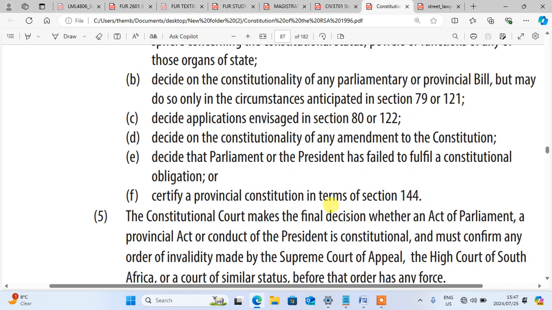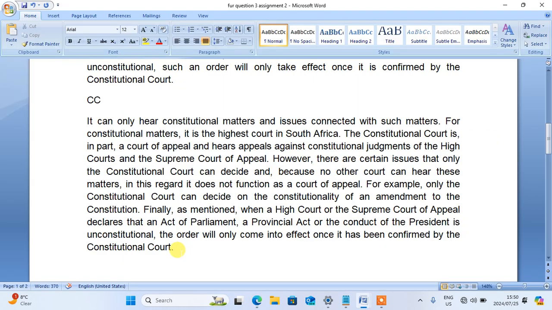So in brief, when you answer, you will state clearly that it can only hear constitutional matters and issues connected with such matters. For constitutional matters, it is the High Court in South Africa. The Constitutional Court is part of the Court of Appeal and hears appeals against constitutional judgments of the High Court and Supreme Court of Appeal.